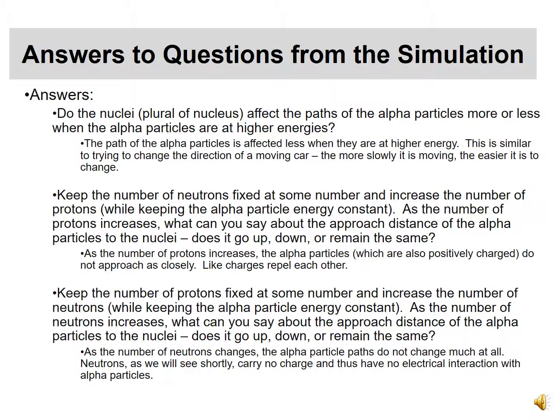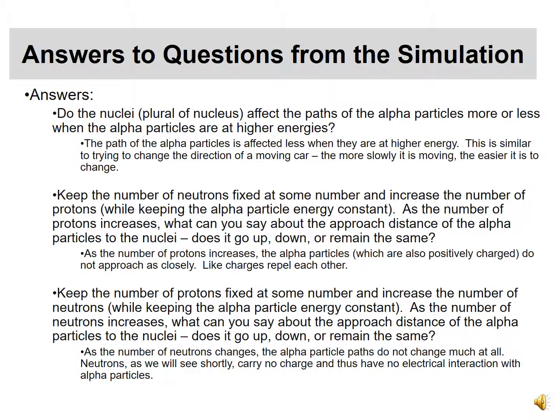Second question, we keep the number of neutrons fixed and change the number of protons. So keeping the alpha energy constant, what happens there? With an increased number of protons, what you're going to find is that the alpha particles are repelled more, which means they curve more, given the same energy to start with.